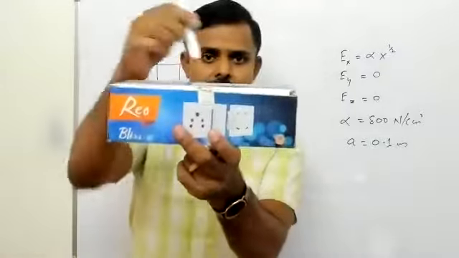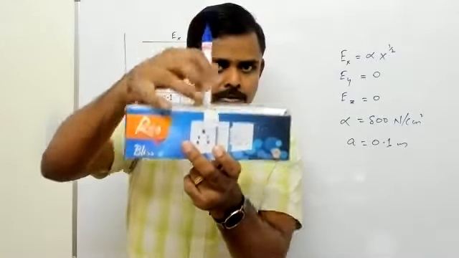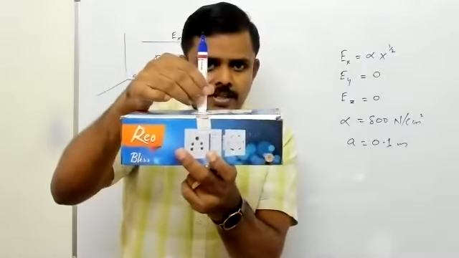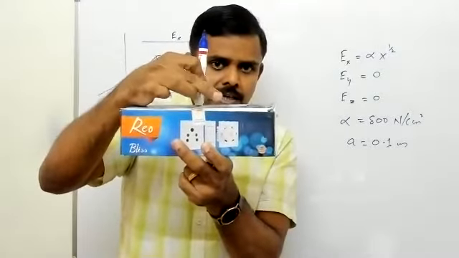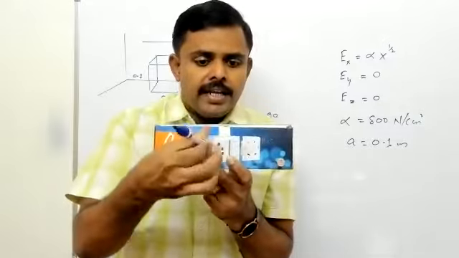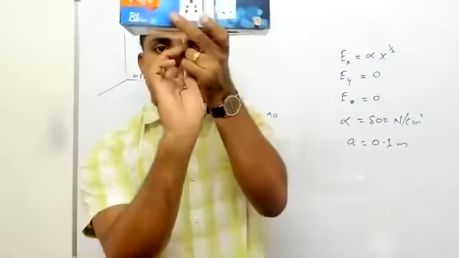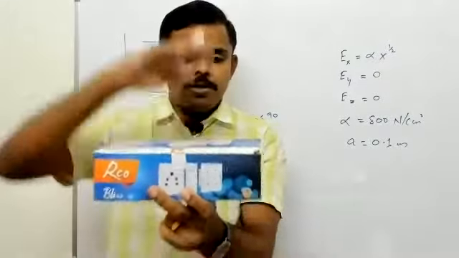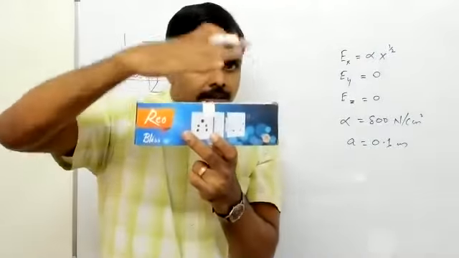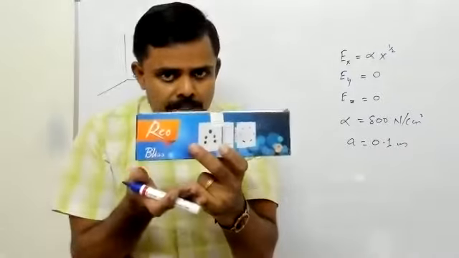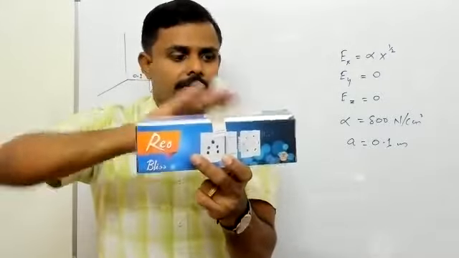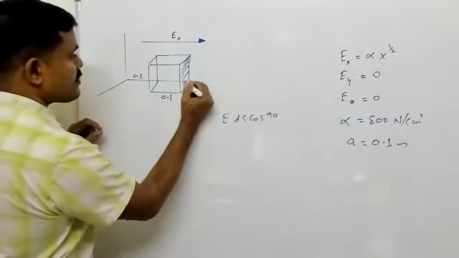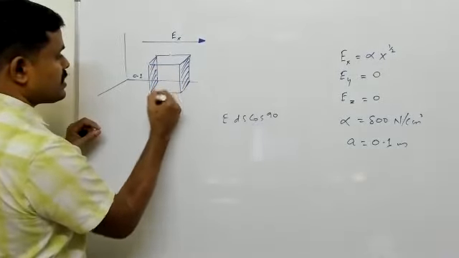This is area vector. Field is always in this direction. What is angle there? 90 degree. Again 90 degree. Back side 90 degree. So flux through top surface, front surface, bottom surface, back surface will be equal to 0. Flux passes through the left surface and right surface only.